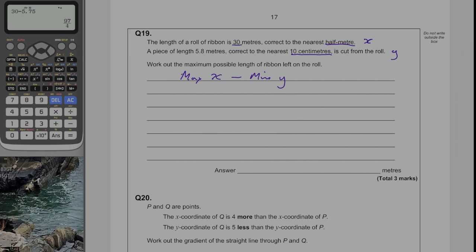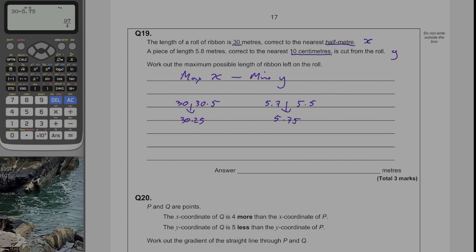So let's look at this in a slight bit more detail. So 30 to the nearest half meter. It's been rounded to 30 as opposed to 29.5, or as opposed to 30.5. So the maximum value would be 30.25. And the minimum value, to the nearest 10 centimeters, it's been rounded to 5.8 as opposed to 5.7. So 5.7 to 5.8, the minimum value is going to be 5.75.